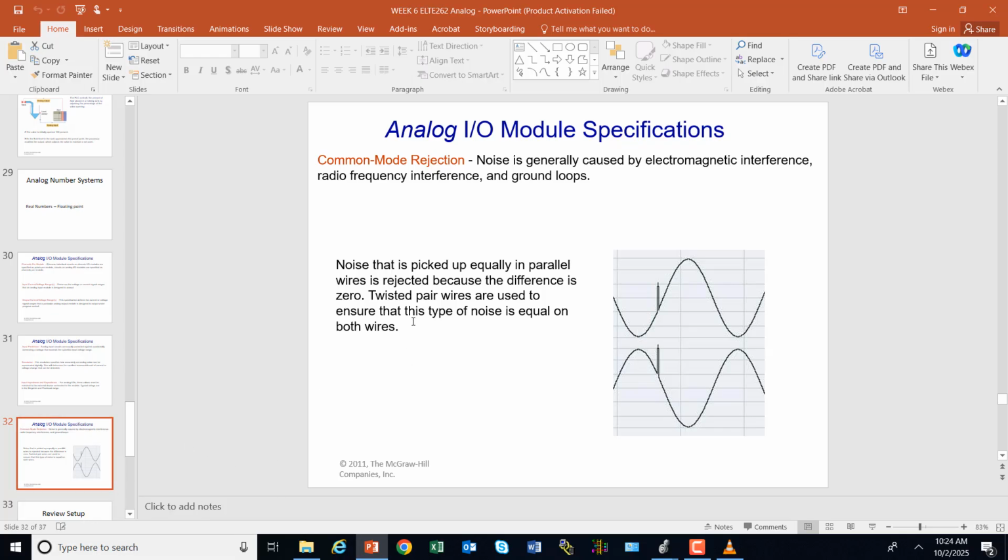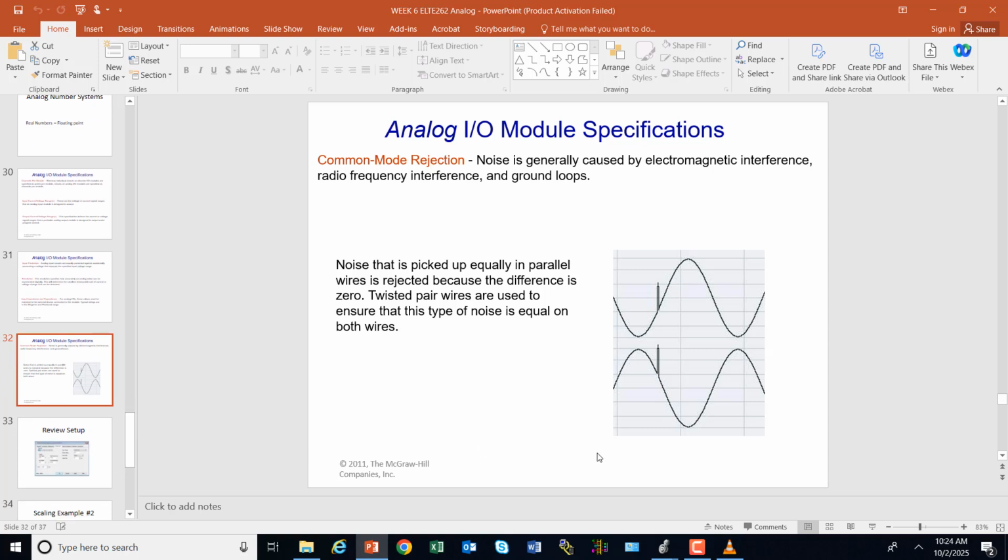But if you pick up any noise and you have parallel wires, a twisted pair that are running out of sync, noise would be picked up equally in the pairs, and it would be rejected. So twisted pair wires are used to ensure that noise is equal on both sides of the wire, and the module will pick that up and reject it, and that's what we'll be setting up.